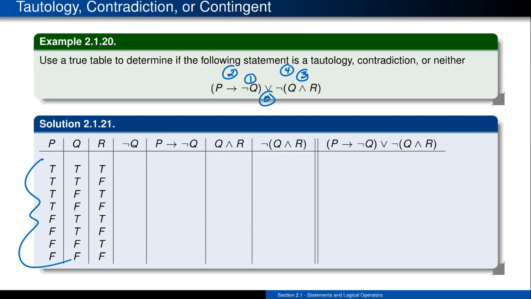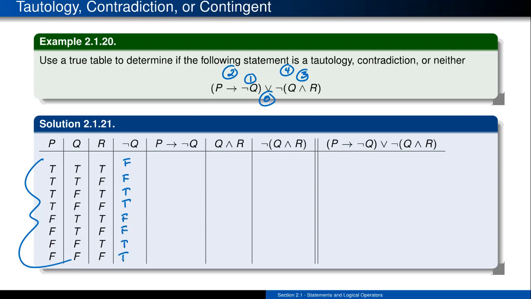Okay, so let's go ahead and look at the negation of Q. So I'm going to take this column right here, this second column, and go ahead and negate it. So I'm going to have a false, a false, a true, a false, a true, and a true.